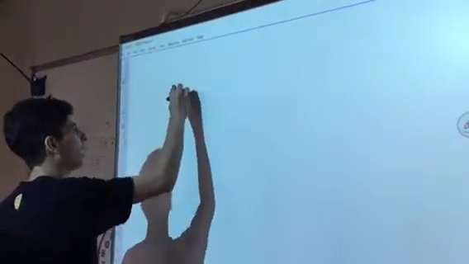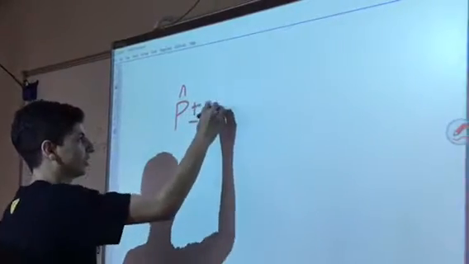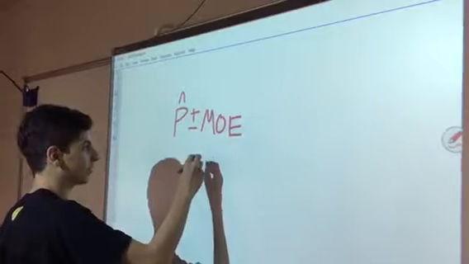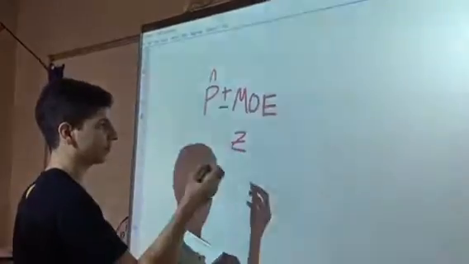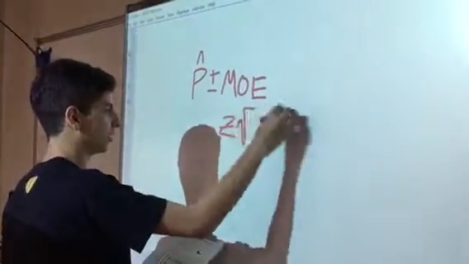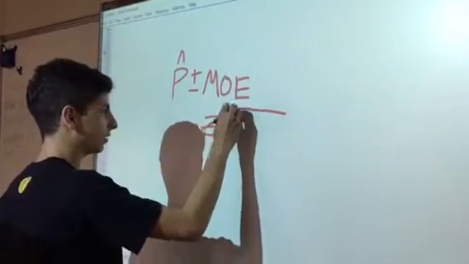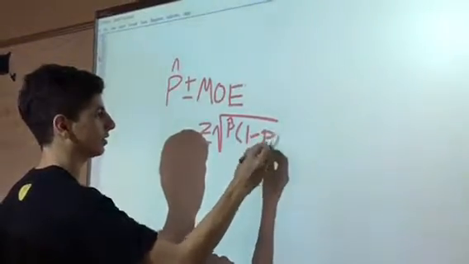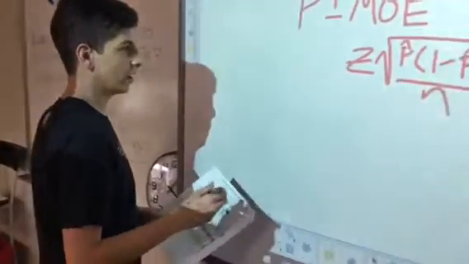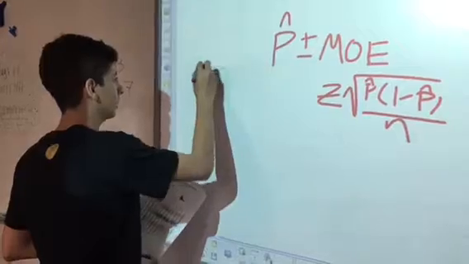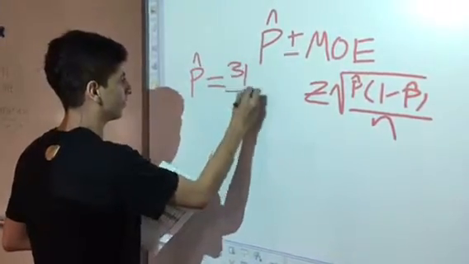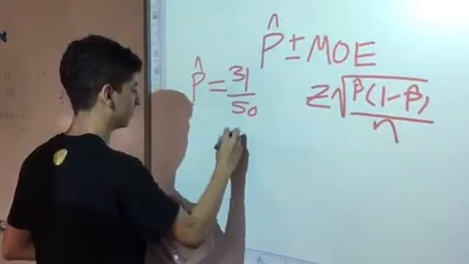Now the formula for a 1 prop z interval is p hat plus or minus your margin of error. Now the formula for margin of error is your z-score, which is based upon your confidence interval, times your standard error, which is the square root of p hat times 1 minus p hat, all divided by your sample size. Since we had a sample size of 50, and 31 out of those 50 stated they voted for Donald Trump, our p hat would be 31 divided by 50, or 0.62.